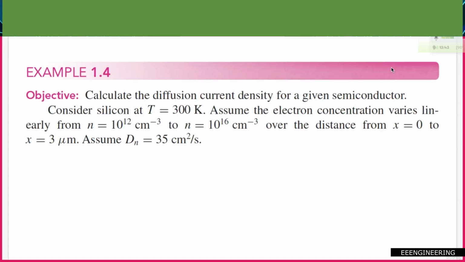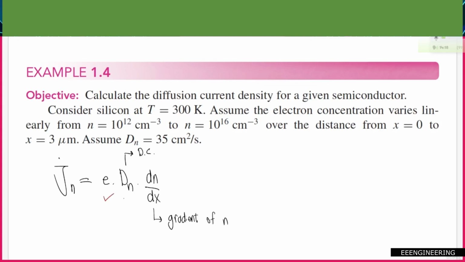So what to do right now is we're going to put out the formula. So Jn, because we're talking about electrons, is going to be equal to E times D times dn over dx. Let me remind you, D is the diffusion coefficient, and this is the gradient of the electron concentration, and this E in here is the charge. So the first thing we need to do is, we already have the value for charge, and we already have the value for diffusion coefficient, but we don't have the value for the gradient of n.